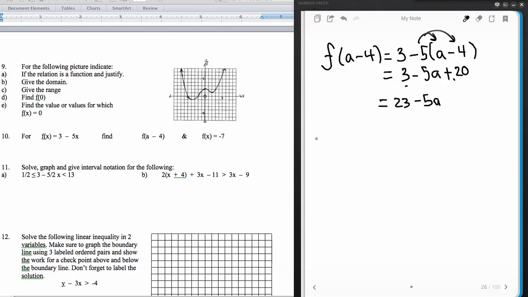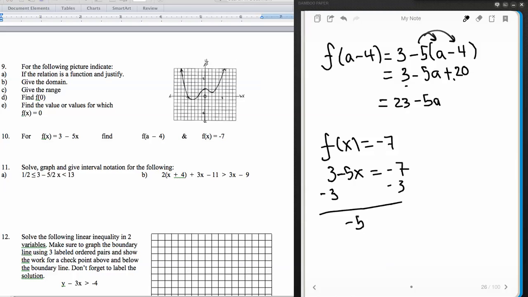And then our next one is f of x is equal to -7. Well, now this isn't evaluation. This is saying that this is what the equation equals, or the function equals. So this says 3 minus 5x is equal to -7. So that means we're going to solve an equation. So -3 there, -3 there. So -5x is equal to -10.